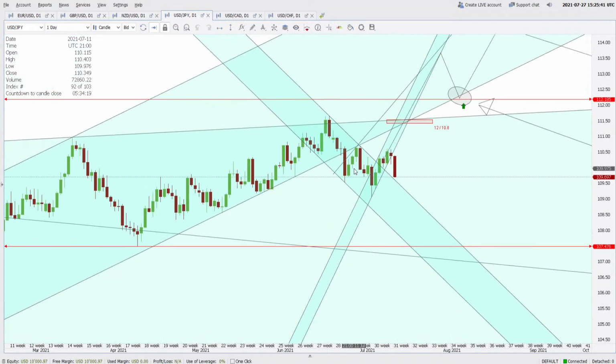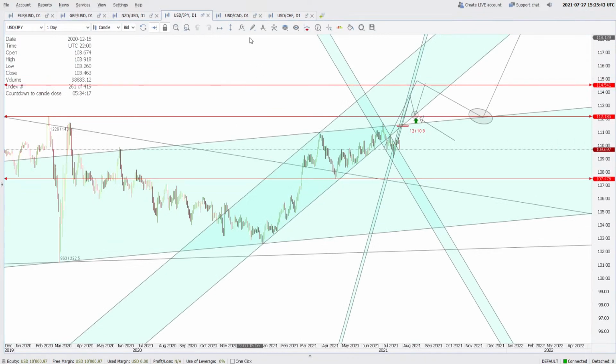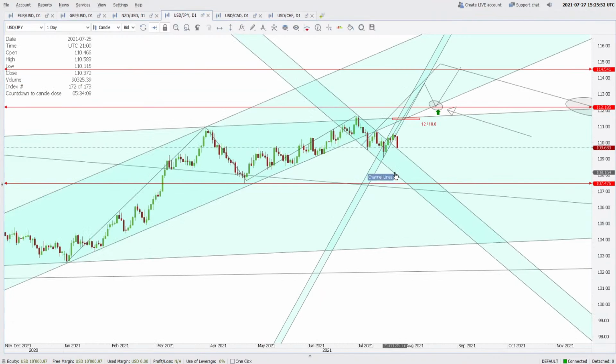Let us see on the daily chart. On the daily chart, the structure is higher low, higher high, and still I will say it is a higher low here.